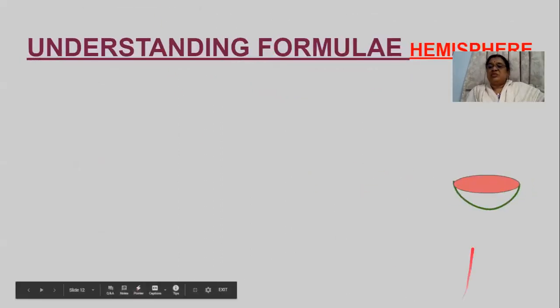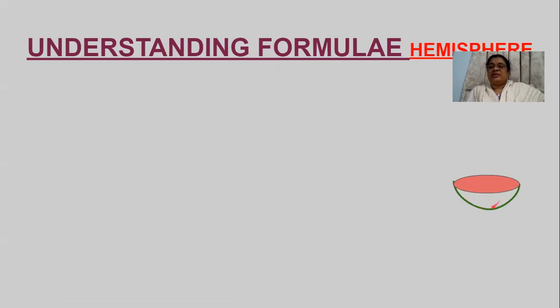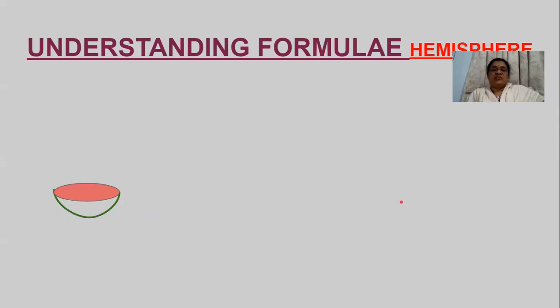This is hemisphere. In the hemisphere, this white portion will be the lateral surface, and when you add this pink base to this lateral surface, the total will become the total surface area. See, this one is the lateral surface. When you add this one to this, the whole thing will be the total surface area of the hemisphere. This model is a hemisphere, and what will be the formula for this hemisphere?